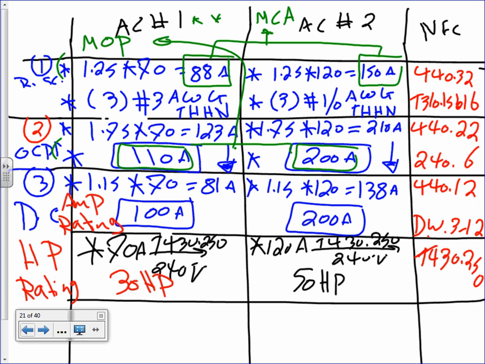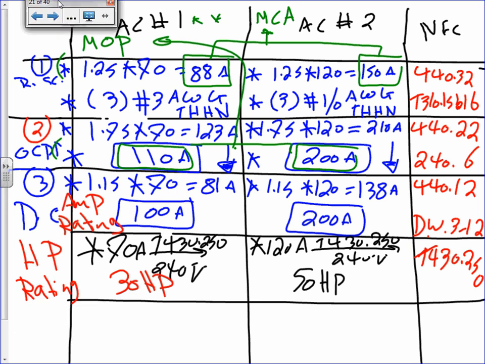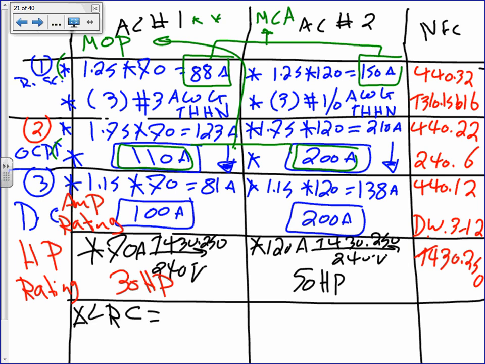Now, we're not done yet. One more calculation you have to do. This first calculation is based on the full load amp. The second calculation has to be based on the locked rotor current. Calculation number two is locked rotor current. What was the locked rotor current for this one, Aaron, my friend? 160. The locked rotor current is 160.